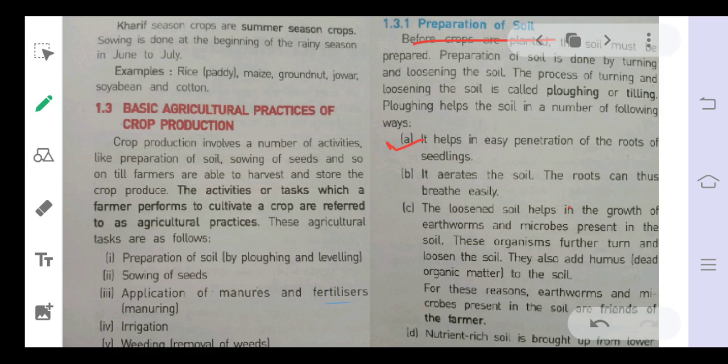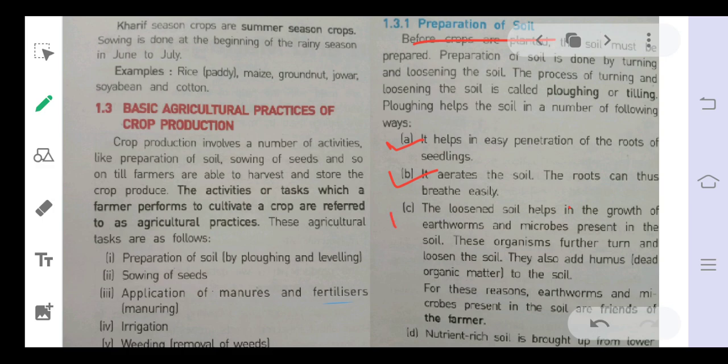So it helps in the easy penetration of roots. Then next, it aerates the soil, because as we have discussed, the roots of the plants need a proper amount of air so that they can breathe properly. So if the soil is not properly loosened, then roots cannot breathe easily.